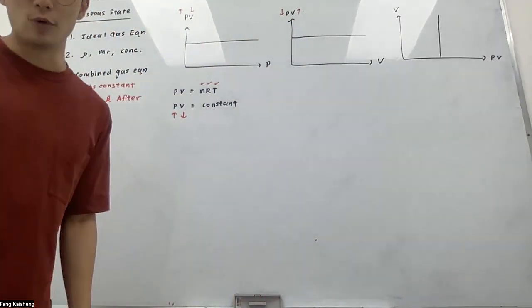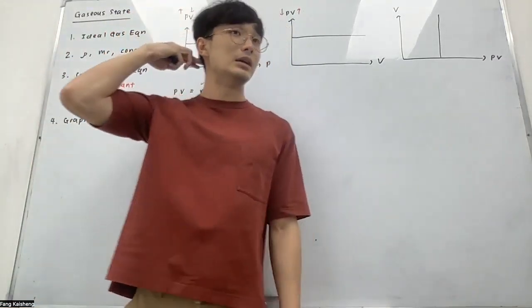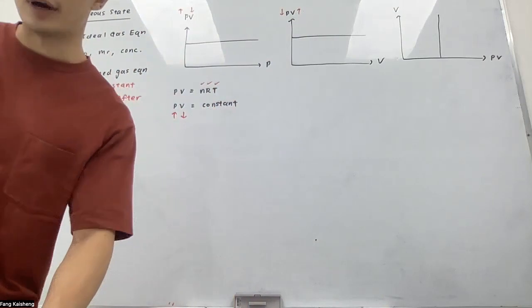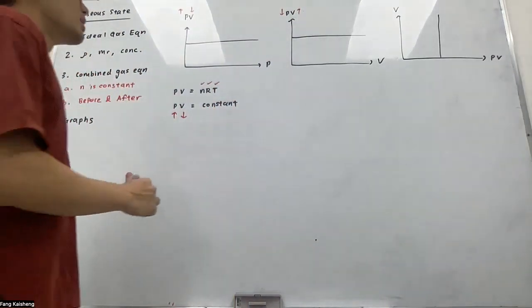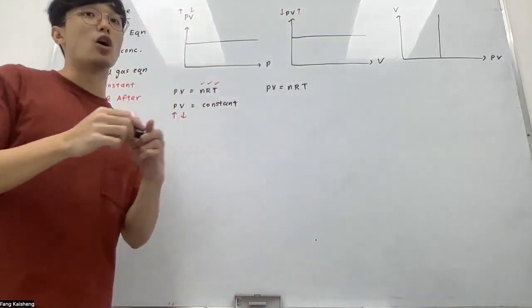Okay, this one is easy, let's just move on. All these graphs are not even the difficult part yet. The difficult part comes later. So can you all take a look at the next one? They are talking about V against T. So the same thing: I'm just going to take PV equals nRT and identify all constants.